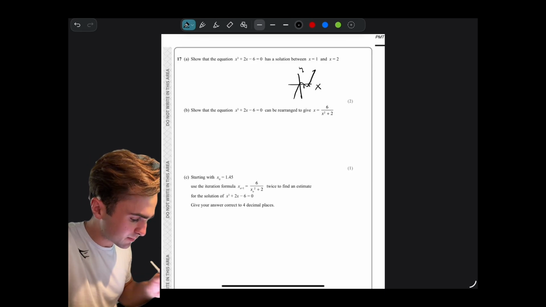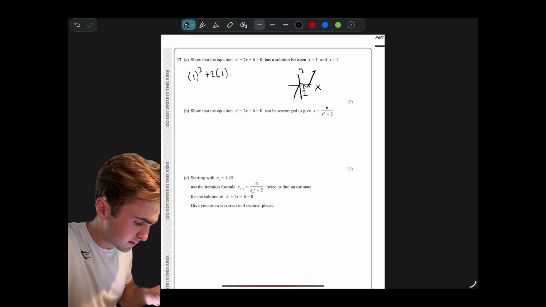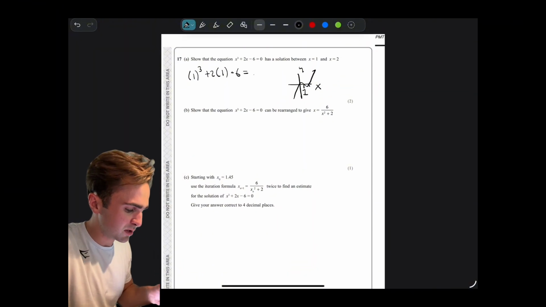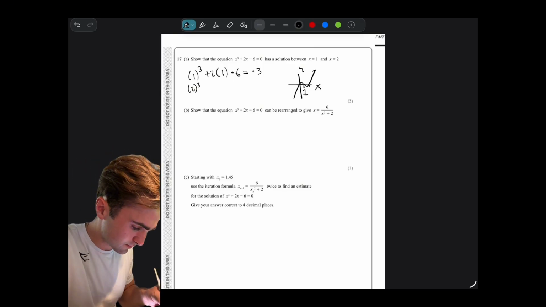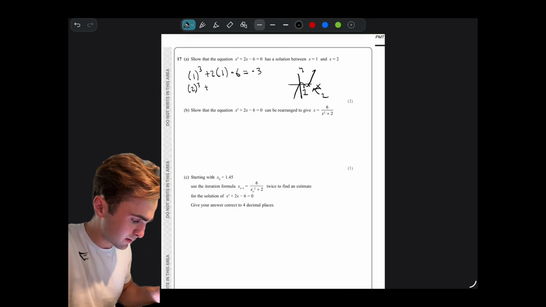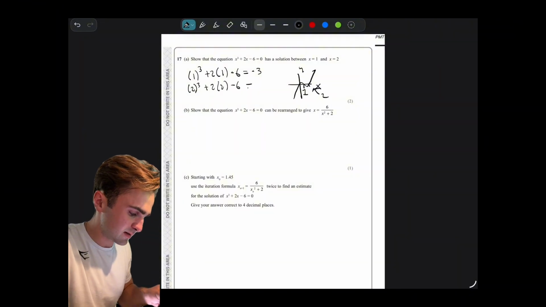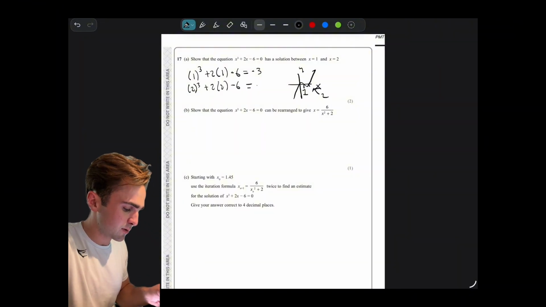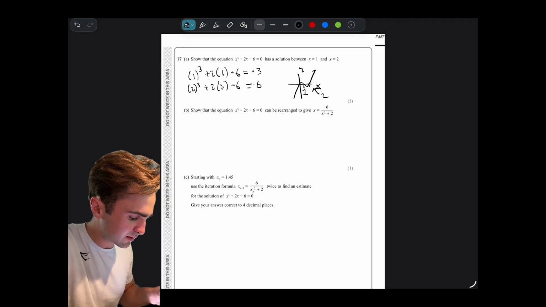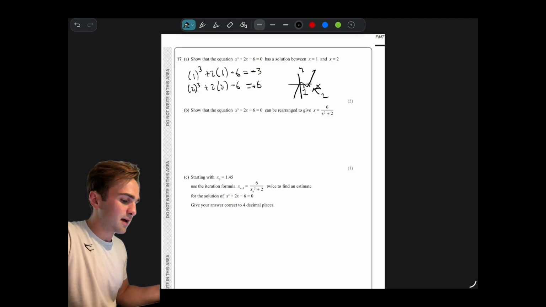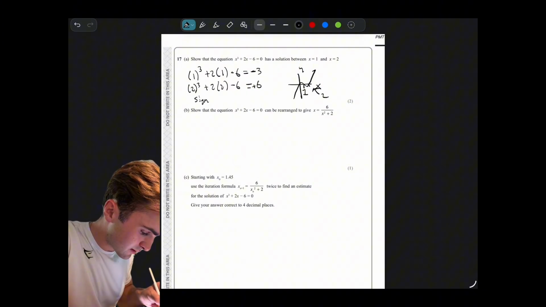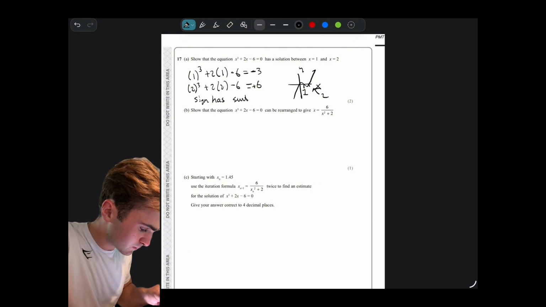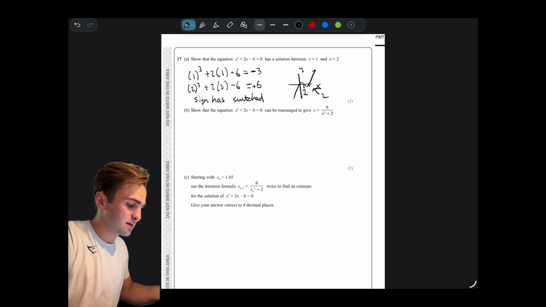So if we sub in 1, at this point here, you're going to get 1 cubed plus 2 lots of 1 minus 6, and that equals 1 plus 2 is 3, minus 6 is minus 3. And if we sub in 2, which is our second point here, 2 cubed plus 2 lots of 2 minus 6, which is 8, plus 4 is 12, minus 6 equals 6. Can we notice that this is positive and this is negative? Because the sign is switched, it means that there's a solution. So yeah, there is a solution.